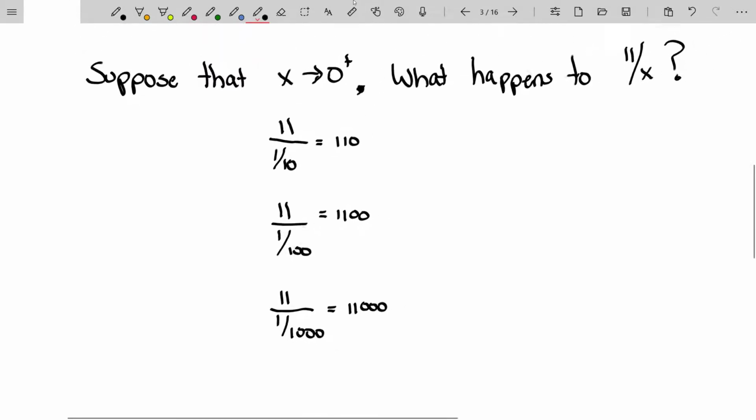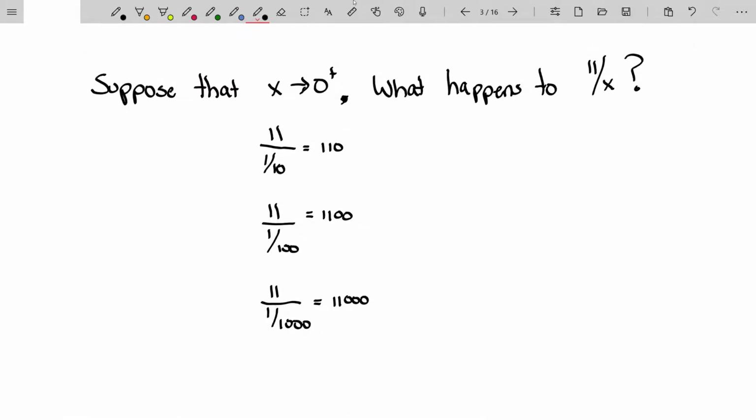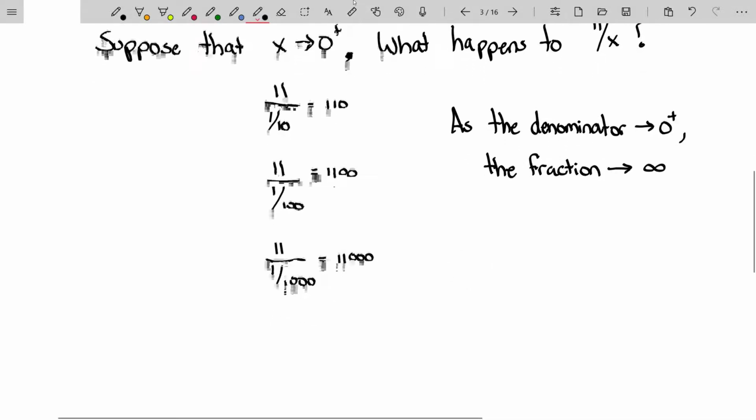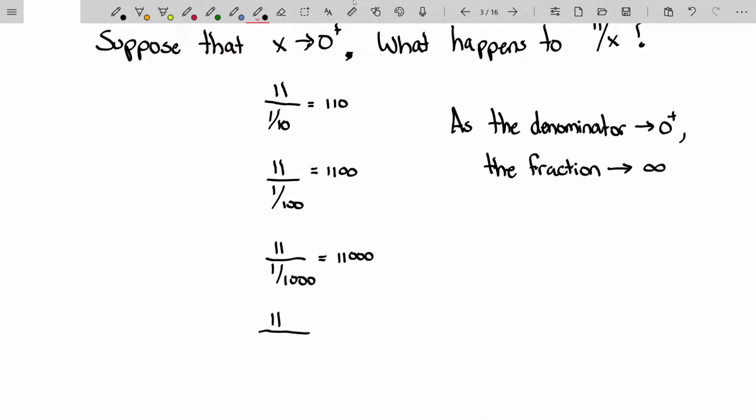So this seems to imply the following. As the denominator gets really small, but it's still positive, the fraction itself blows up. It goes off to infinity. And you could check that out. You could just try a different denominator, like 1 over a million, and you will see that that is going to be 11 million.